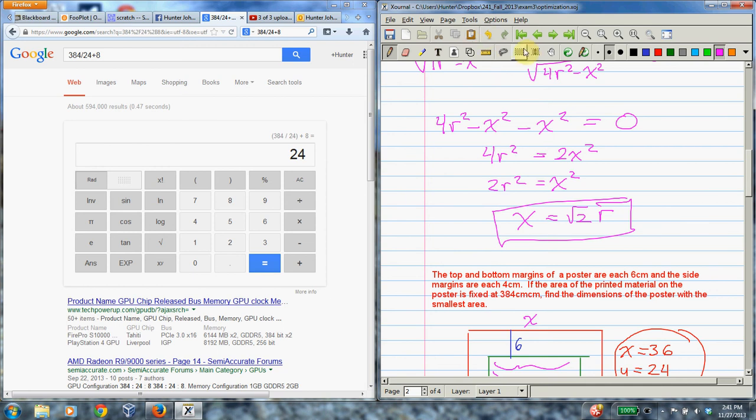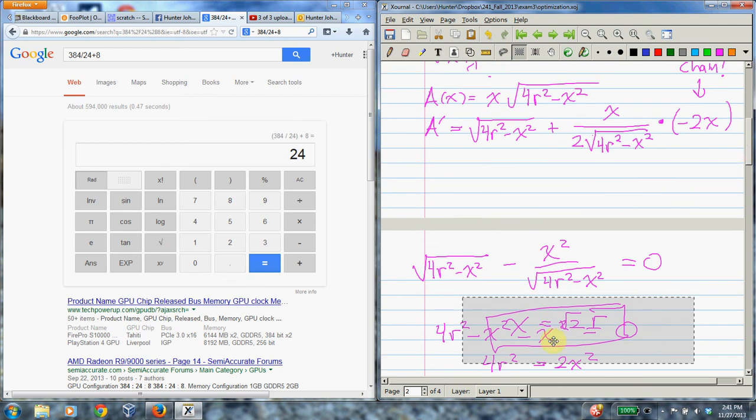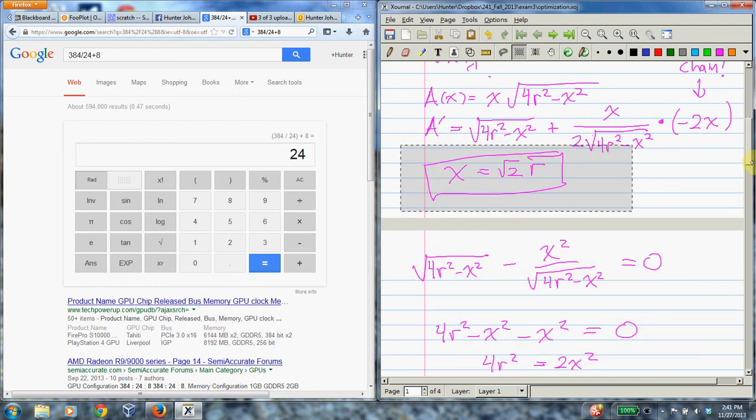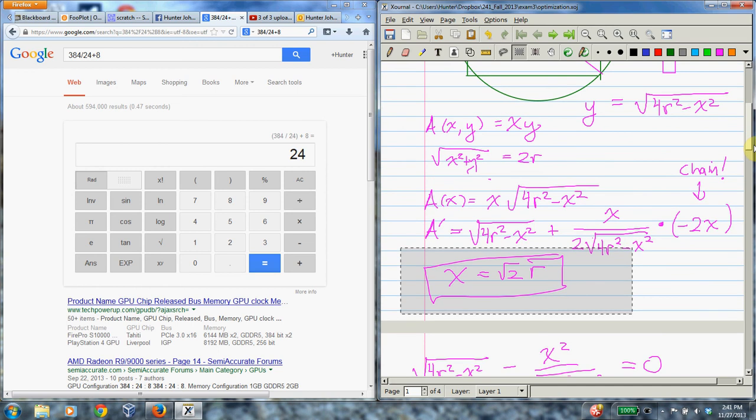We should really find what y is. Y is going to be the same thing. Why is that? Well, one reason is that this problem just doesn't know the difference between x and y because it's a circle. But you can also show that it's true by plugging in x equals root 2 r into this.